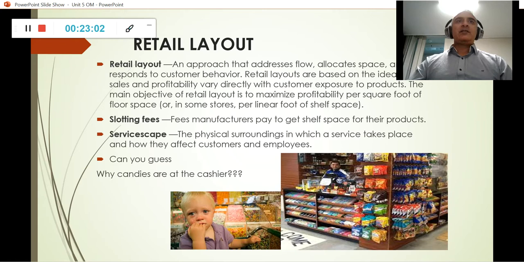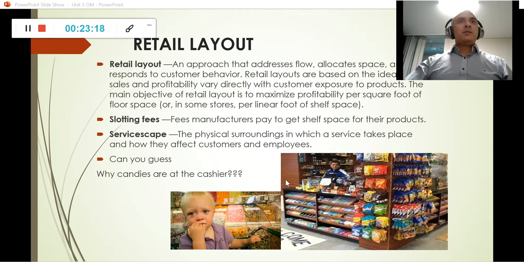Then we're talking about the retail layout. Retail layout is looking mostly at, I think it's gone. Let me see. Hopefully I'm not without microphone. Let me see. Hold on. No, I think we're still on.